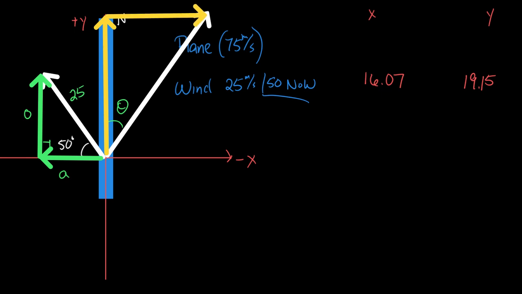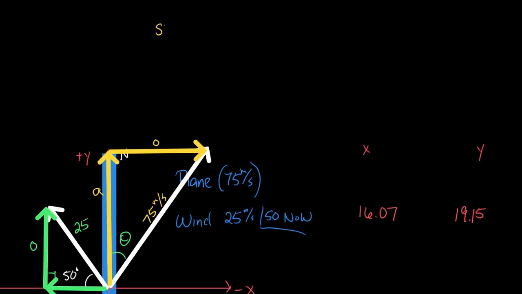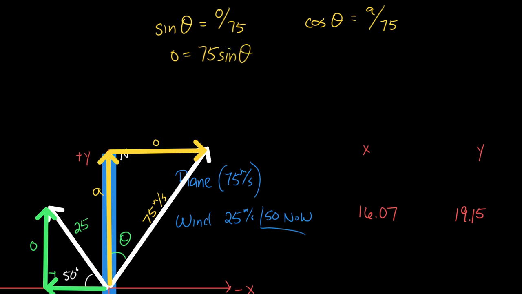Based on that, we know the plane is 75 meters per second. That's the hypotenuse. This is the opposite side. This is the adjacent side. If I want to do the trig on this, the opposite side is going to go with sine, and the adjacent side is going to go with cosine. I don't want to do the trig like this. Again, I'm doing this for somebody else's benefit. Sine of theta equals opposite over 75. Cosine of theta equals adjacent over 75. So opposite equals 75 sine theta, and adjacent equals 75 cosine theta. We all good?